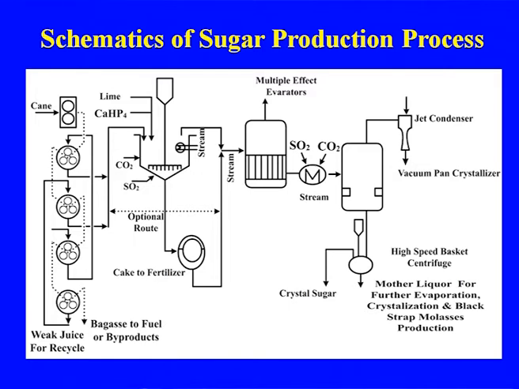In the multiple effect evaporator, the juice is concentrated and further refining is done, and then we use the vacuum pan crystallizer. Finally in the process we get the crystal sugar and the mother liquor, which goes for further evaporation and crystallization of black liquor, the final molasses, for the production of alcohol.